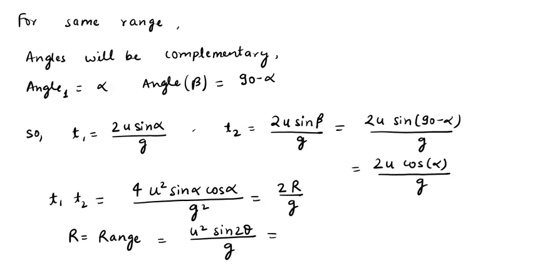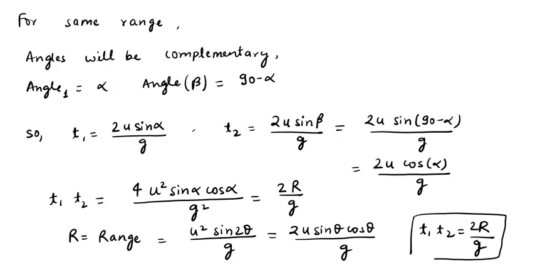So u square sine 2 theta by g means 2u square sine theta cos theta divided by g. So the relation between t1 and t2: t1 multiplied by t2 becomes 2R by g, and this is the value of t1 multiplied by t2. Hence our relation between the times t1 and t2 is equal to 2 multiplied by range, that is 2R divided by g.